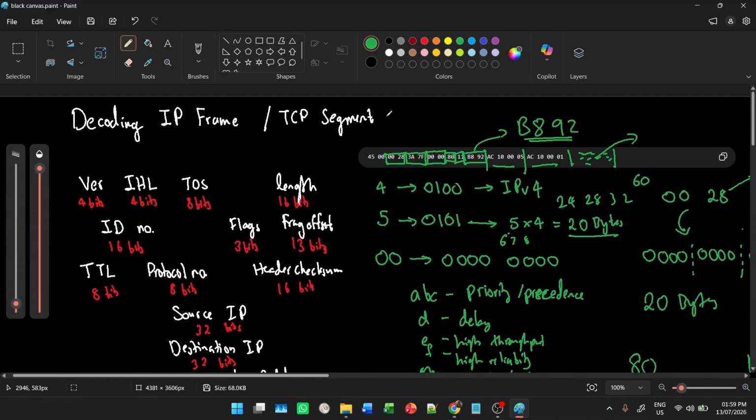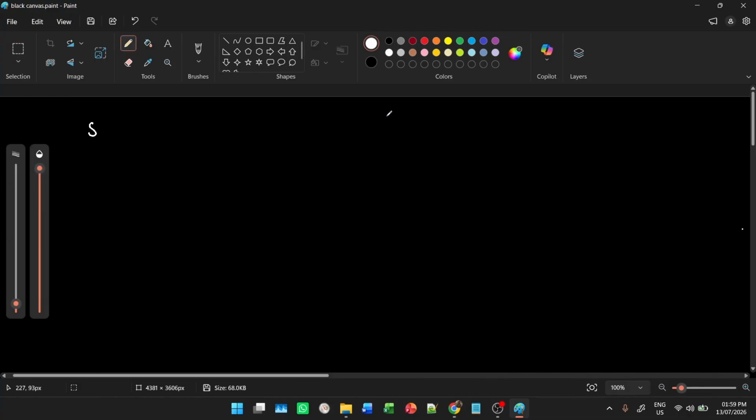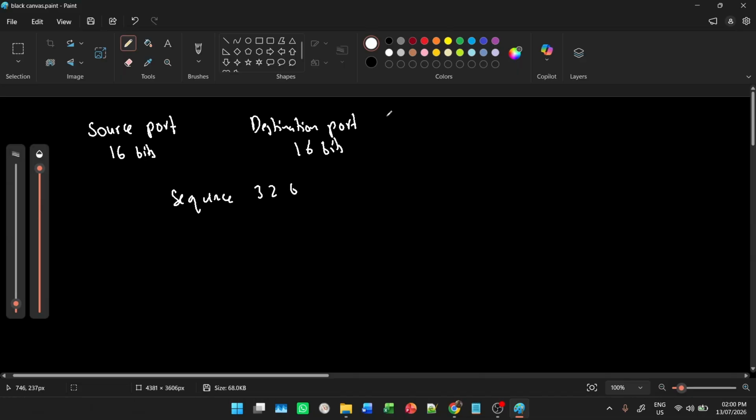So let's move on to the TCP segment. Now we will have the source port, which is 16 bits. Then we will have the destination port, which is another 16 bits. And then you will have the sequence number, which is 32 bits. Then you will have the acknowledgement number, which is also another 32 bits, right?